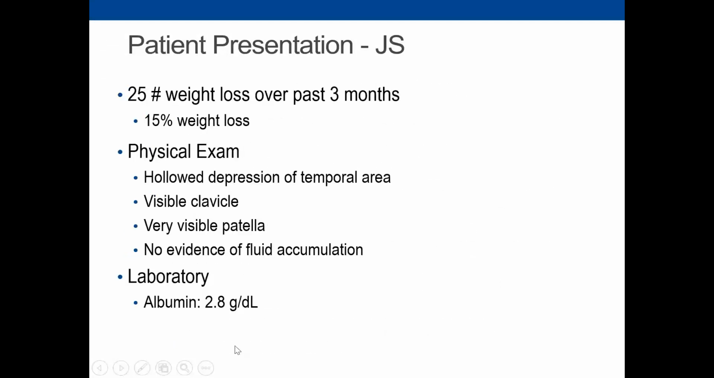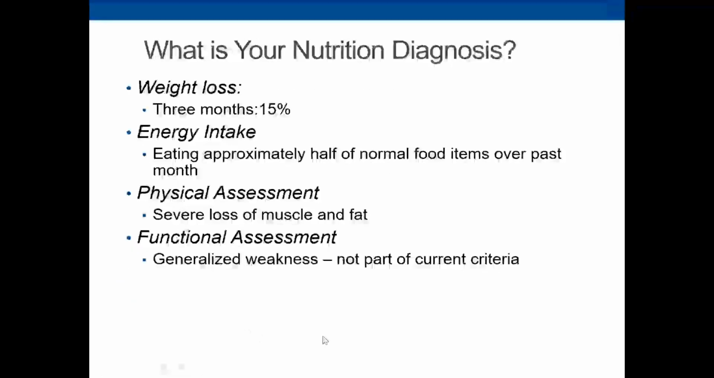He had experienced a 25-pound weight loss over the past 3 months, which reflected a 15% weight loss. Physically, he was showing signs of severe loss of muscle. His temporal area was very hollowed. He had a significantly hollow depression. His clavicle was very visible. His patella was very visible. He did not show any evidence of fluid accumulation, and his albumin was low.